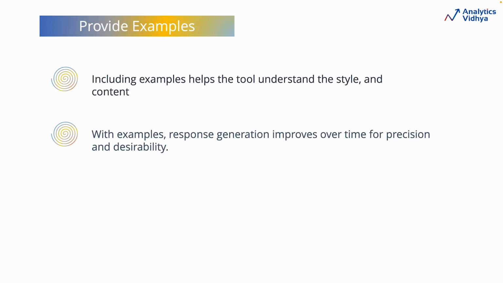Providing examples in the prompts is also an important part of getting desired outputs. This helps the tool in generating responses based on the example provided. The tool can pick up nuances and use the learning to improve the response generation. Providing examples also helps the tool understand the expected structure of the response.